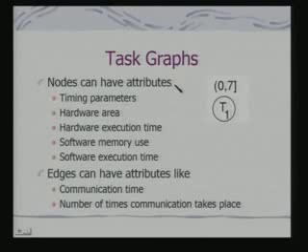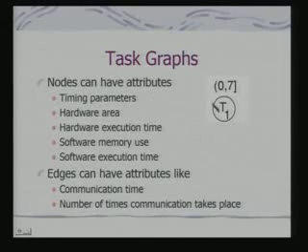So, the task graph has nodes. Nodes will have attributes associated with them to specify the design constraints. This is an example of an attribute specification, timing parameters. So, I say that T1 arrives at 0, that is the starting point, and its deadline is 7. That means it must be finished within 7 time units. That I can put in appropriate units associated with the time interval constraints.